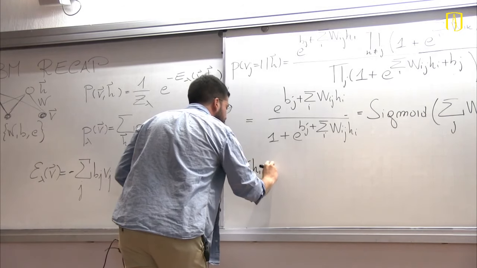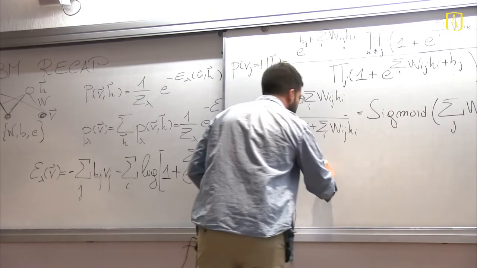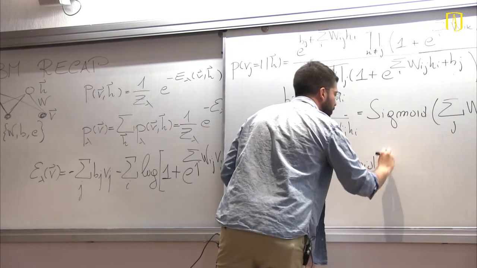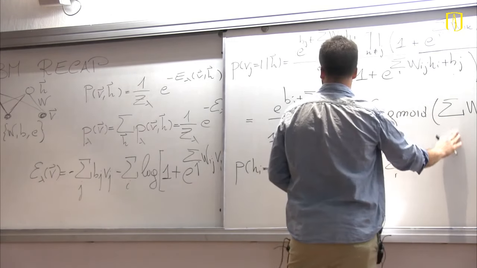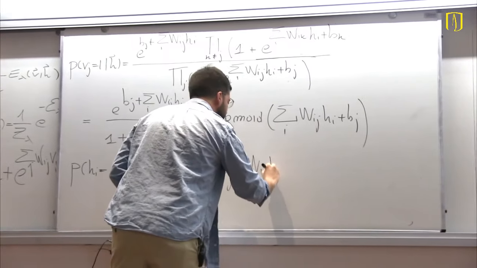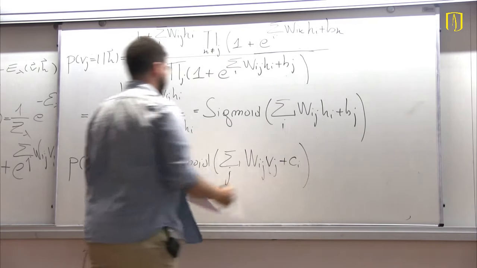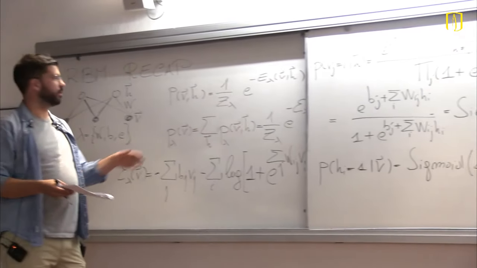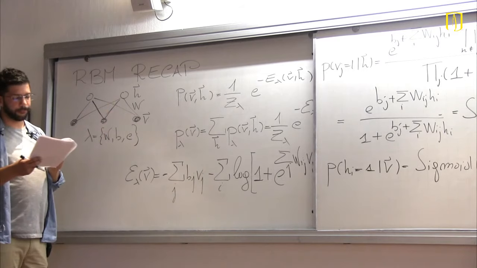We have P of Hi equal 1 given V. This is going to be the sigmoid of the signal that the hidden units receive, right? So it's going to be the sum over j of Wij Vj plus Ci. And so this essentially gives you the rule to sample the whole Boltzmann machine, in fact, each single unit.